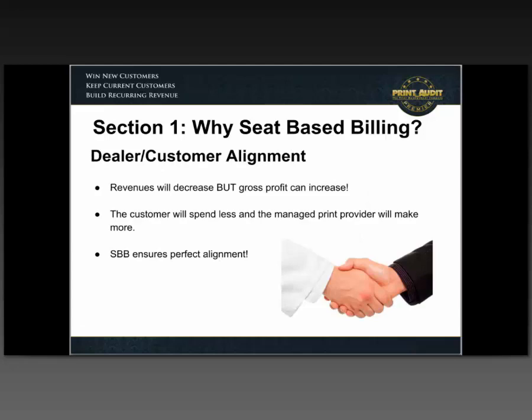To get good alignment, the idea is, can we bill in a way for the customer that benefits us and also benefits the customer? And the really cool thing about billing in a seat-based fashion is that it allows us to make less revenue per account, but actually we can increase our gross profit. In other words, the amount of money that we get to keep from that account after all is said and done and paid for is actually more, even though the revenue will decrease.